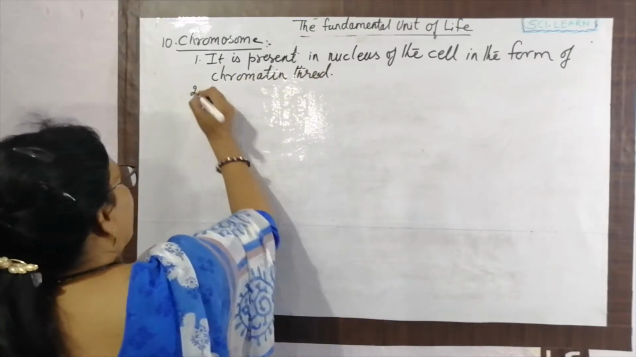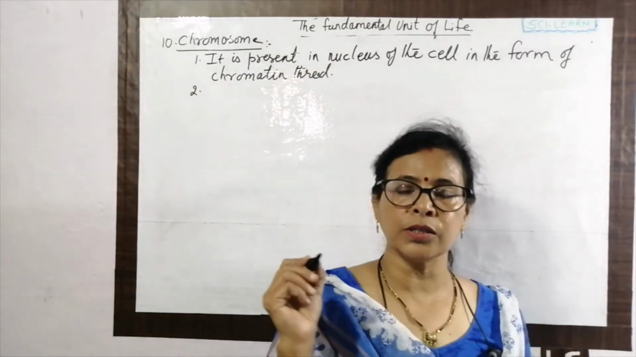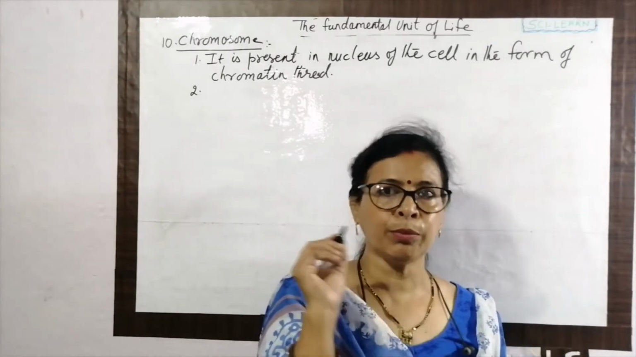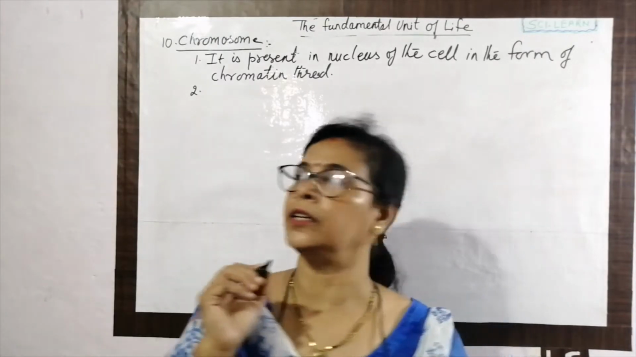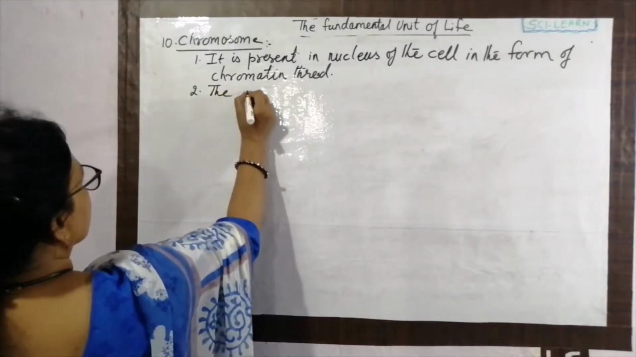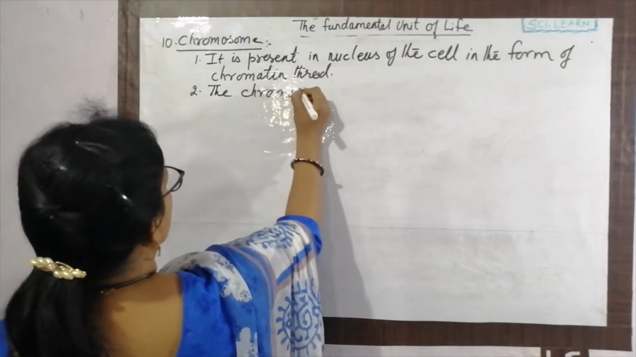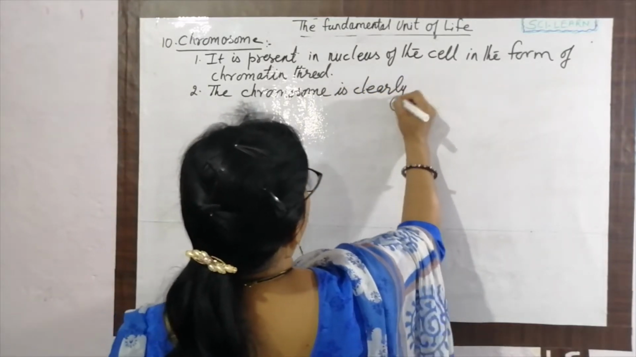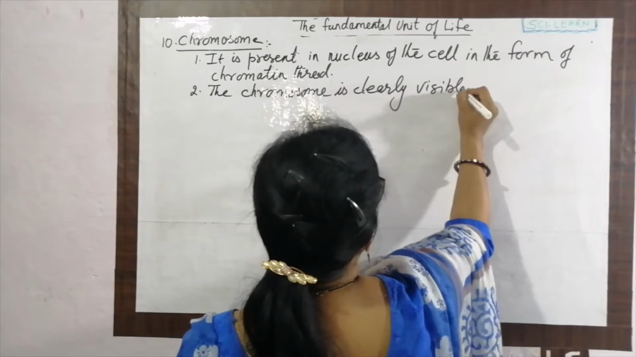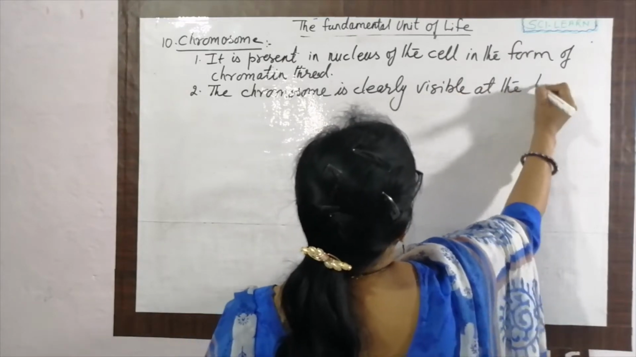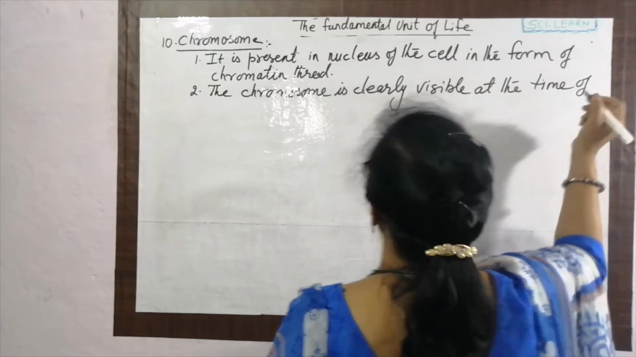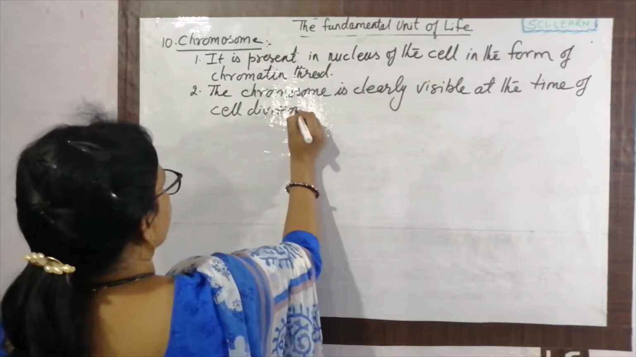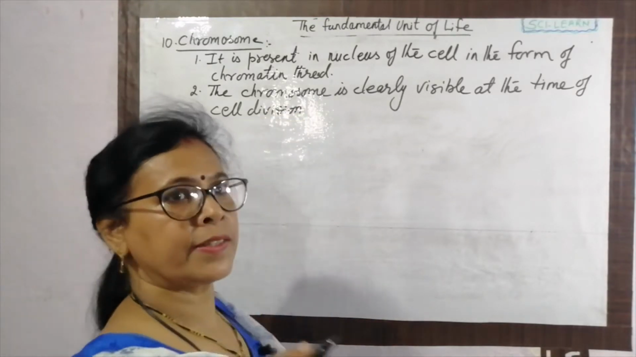Okay, just open your diagram of the previous video and of the nucleus. You see the structure, the chromatin thread. Chromatin thread is actually the chromosome. The shape of the chromosome is visible at the time of cell division only. The chromosome is clearly visible at the time of cell division.